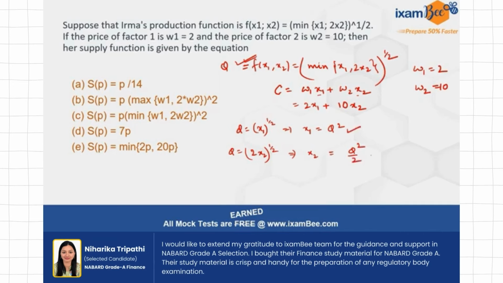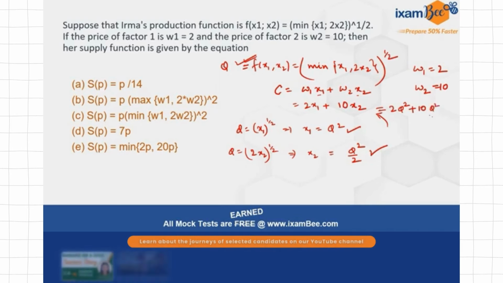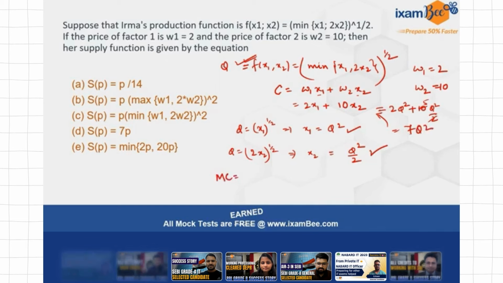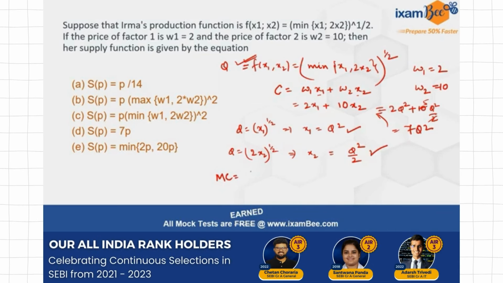I'm going to use this and plug it in here in the cost function. So what do I get? This is equal to 2 times x1, which is Q squared, plus 10 times x2, which is Q squared by 2. So this cancels out to 5. I have 7Q squared as my total cost. Now what will the marginal cost be? I differentiate the total cost with respect to the total output Q. So I have 14Q as my marginal cost.